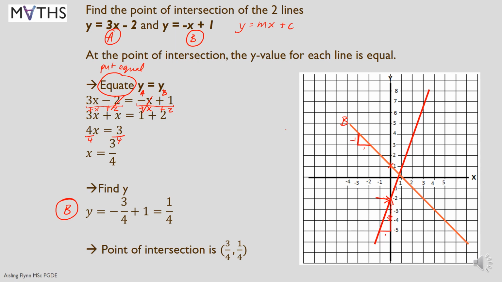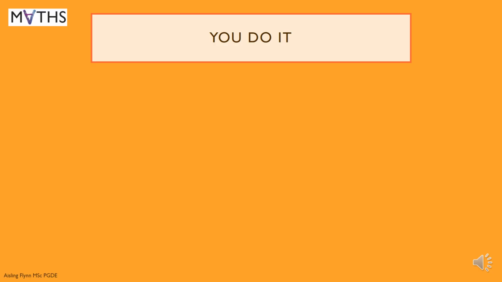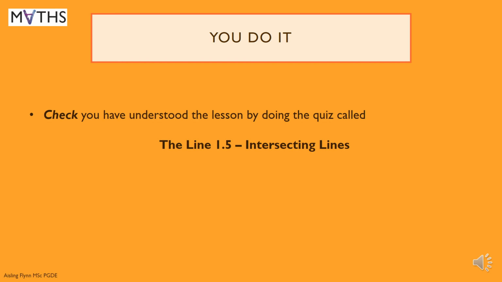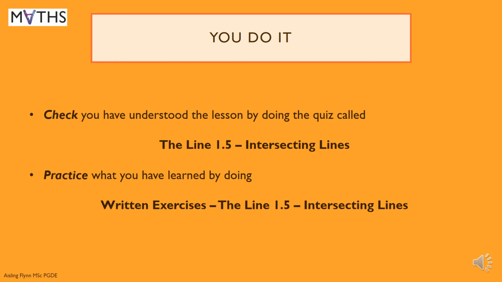And we can see where the two lines cross over. Now by graphical methods we'd probably be estimating. It's not as accurate as algebra. But you can compare there and you can see, yeah, that probably is 3/4 on the x axis, so not quite up as far as 1, and 1/4 on the y axis. And that's our point of intersection. Now you try some work on that with the quiz and the written exercises.